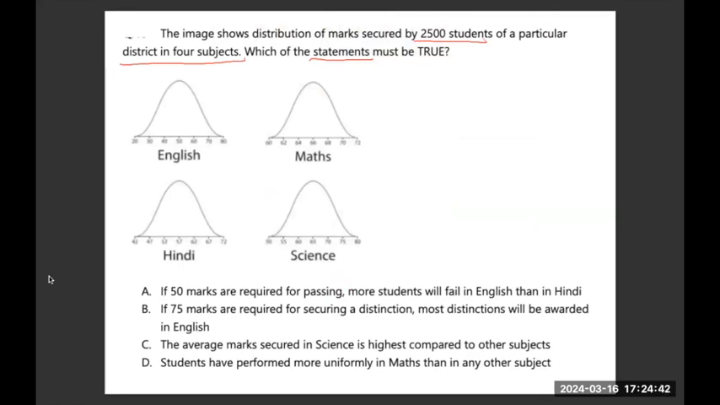So the first one: if 50 marks are required for passing, more students will fail in English than in Hindi. In these kinds of curve questions, just do a small thing in your sketchbook before you start, and it will make your life easier in the exam. Just write the middle range. So for English, the middle average is 50. Just make this small diagram in your sketchbooks, okay?